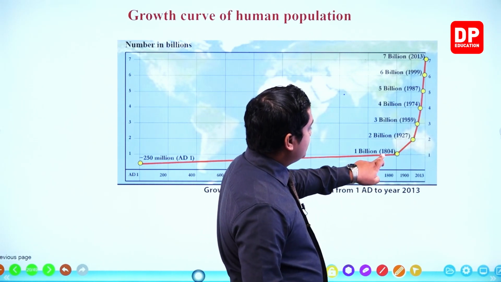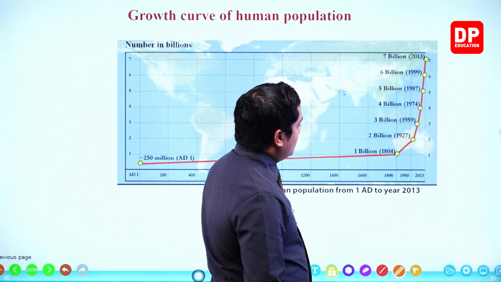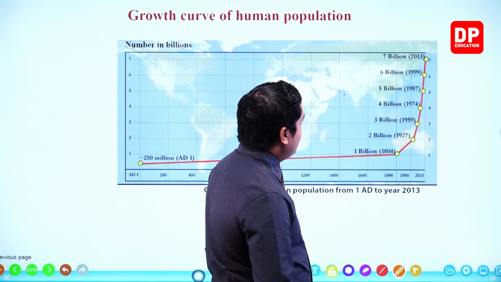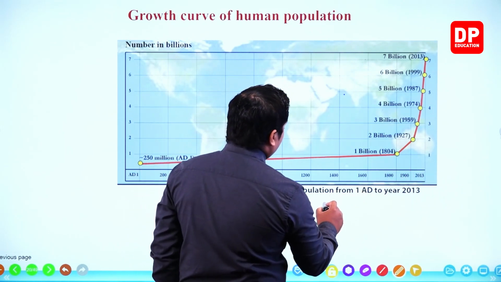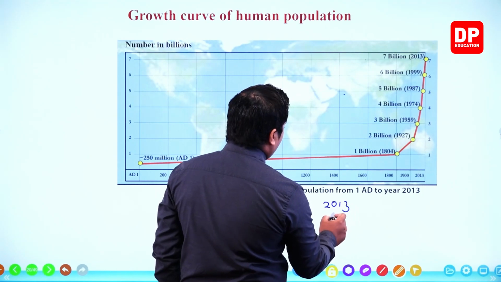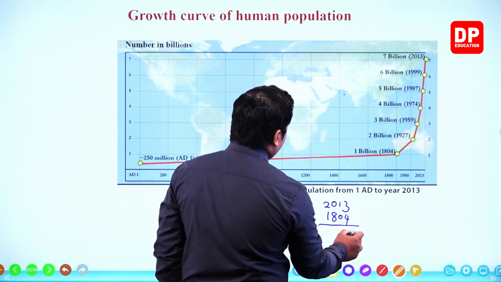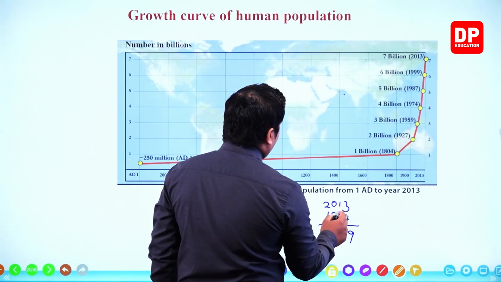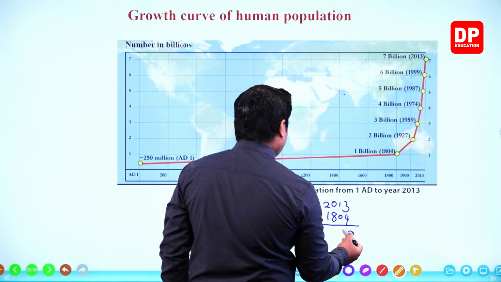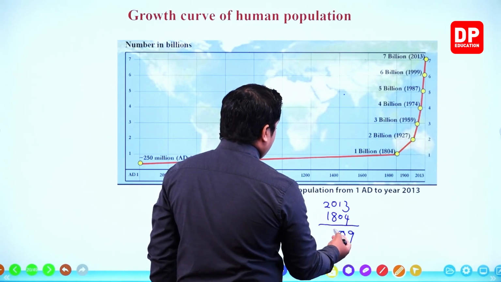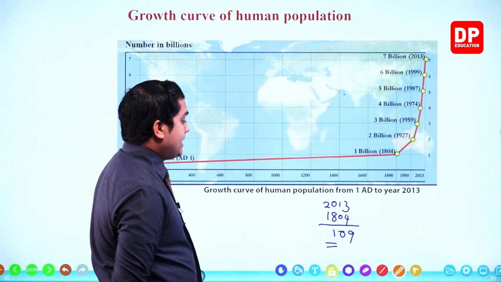Now let's subtract and see. 1804, here 2013. So from here to here, like 7 billion, right? Let's subtract and see how much the answer is. So you subtract 2013 minus 1804. Here 9, then you take one to the other side, then it becomes 0, then here 1. So it's around, my dear children, 109 years.